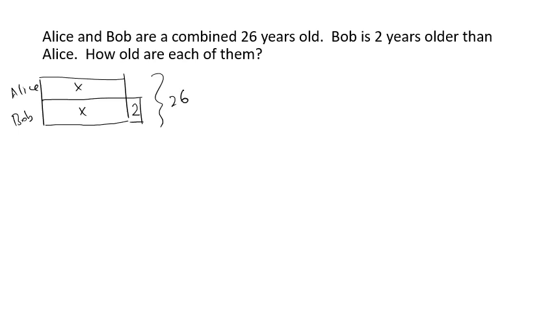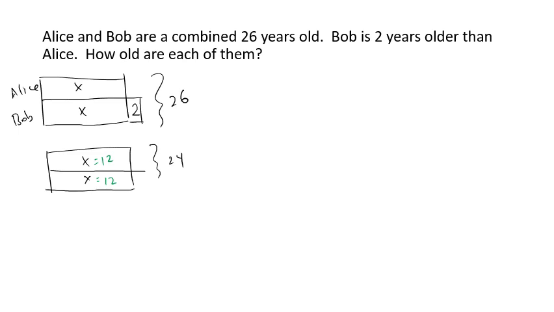So if we were to remove that 2, then we know that their combined age is 24. So if that total to begin with is 26, removing the 2 means that total would be 24. And so now we have to partition this 24 over these two groups. And so we see that each of these x's would be 12.